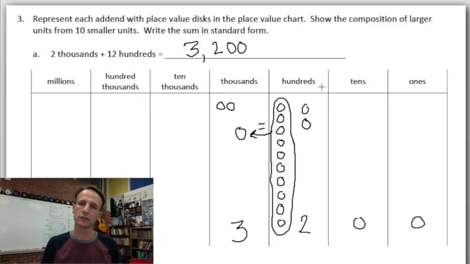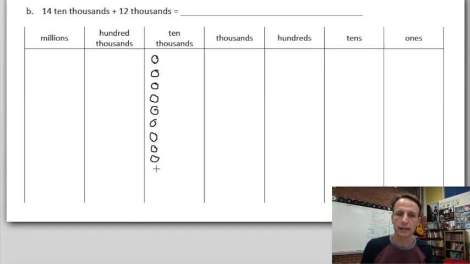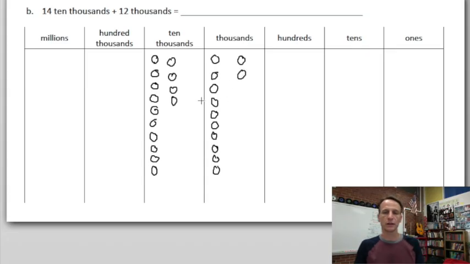We did it. Look at that, number 3A done. All right, 3B. Same thing. 14 10,000s plus 12 thousands. So again, I'm going to be smart about the way I draw these because I know I'm going to have some regrouping going on. So 1, 2, 3, 4, 5, 6, 7, 8, 9, 10, 11, 12, 13, 14 10,000s, there they are, and then 12,000. So 1, 2, 3, 4, 5, 6, 7, 8, 9, 10, and then 11, 12,000.